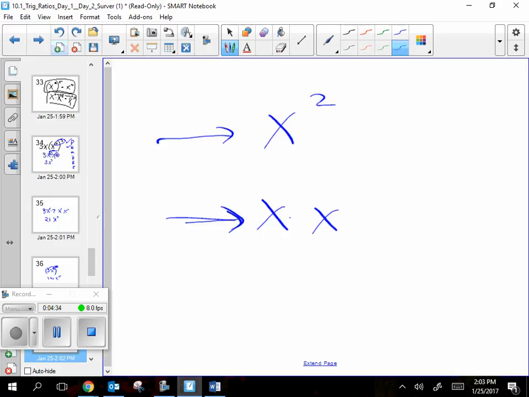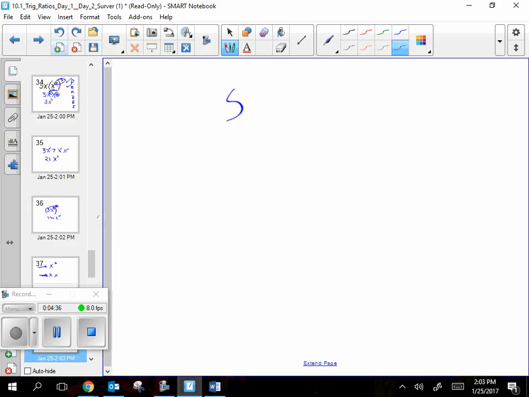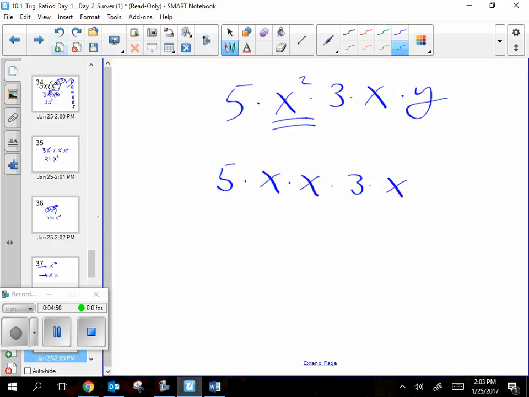Okay? So if I give you a problem like this, 5x squared, 3x, y, that's almost expanded form. What part could still get split up? That part. So 5 times x times 3 times x times y. Do you get how I just made it even bigger? That's called expanded form. When you expand something, you make it bigger, right? But when you put it all together, it's called exponent form, or exponential form if you want to be fancy. Exponential form, we'd put it all together.